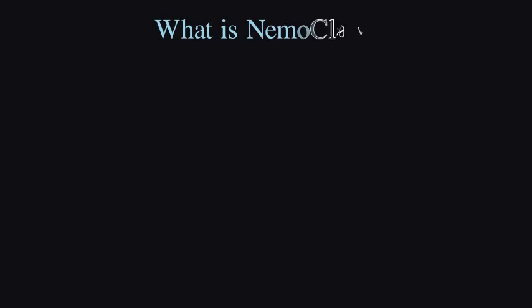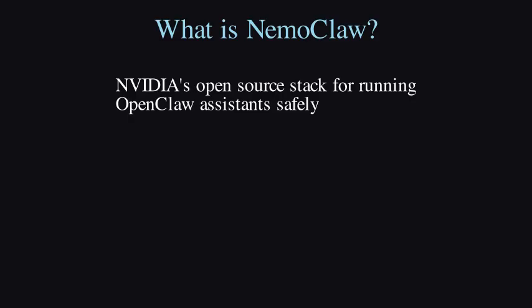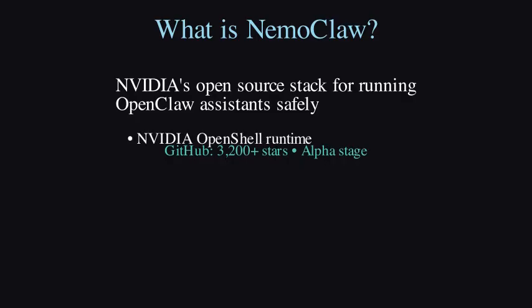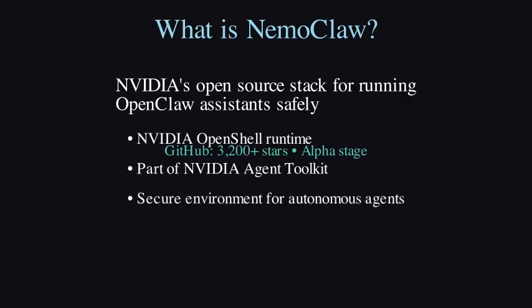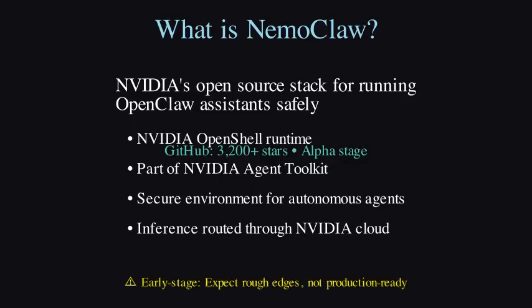NemoClaw is Nvidia's open source stack that simplifies running OpenClaw always-on assistance safely. It's a GitHub repository with over 3,200 stars that installs the Nvidia OpenShell runtime, which is part of Nvidia's agent toolkit. This creates a secure environment for running autonomous agents, with all inference requests routed through Nvidia Cloud Services. NemoClaw is currently in alpha stage, meaning it's early-stage software with rough edges that should not be considered production-ready yet.